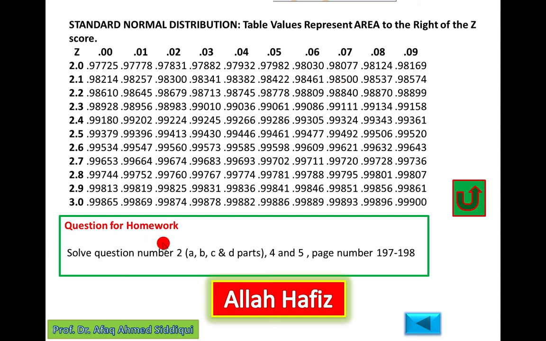Now the question for homework: solve question number 2, parts A, B, C and D. There are 5 parts, A, B, C, D, E, but E is different from the first question. Question number 2, parts A, B, C, D are the same as question number 1. And solve question number 4 and 5, page number 197 and 198.